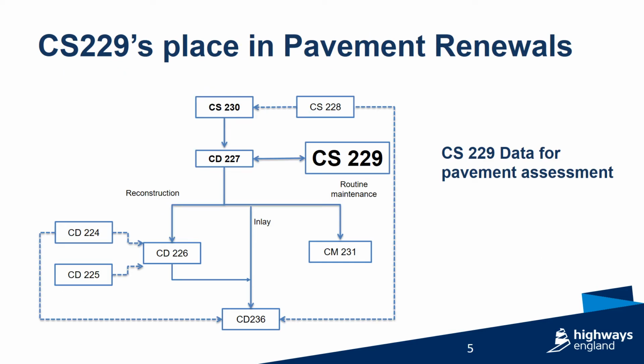The diagram shows the relationship of CS229 Data for Pavement Assessment with the other pavement standards. CD227 Design for Pavement Maintenance establishes a requirement for an investigation plan, informed by the visual condition survey described in CS229. The plan then informs which other surveys should be carried out as described in CS229.